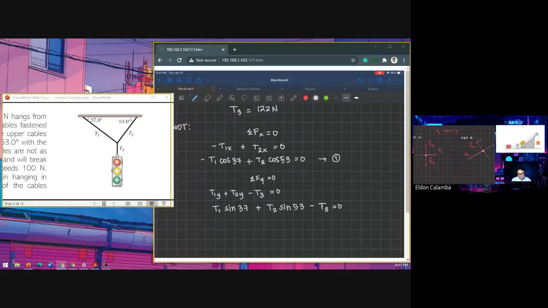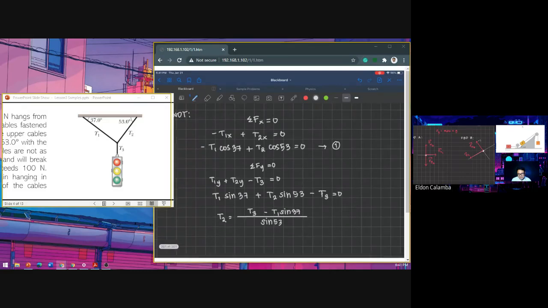That's why I want to express this equation sa Y muna as T2. Kunin ko muna si T2. So, this is just algebra. T2 is just equal to T3 minus T1 sine 37 all over sine 53. Algebra ito ha. Just review your algebra. So, this is now your equation number 2. So, you can now substitute that equation number 2 papunta ngayon kay equation number 1.